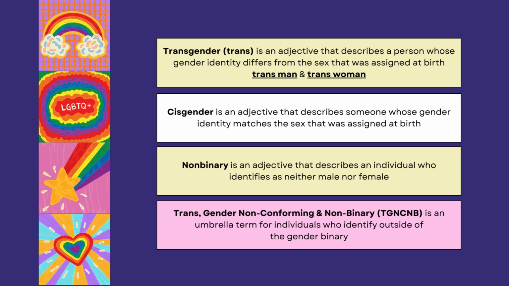A non-binary person is someone who identifies outside the gender binary as neither male nor female, regardless of their sex assigned at birth. There is no one way to be non-binary. Non-binary people may use the pronouns they, them, theirs, but not all do. We can use the phrase trans, gender nonconforming, and non-binary, or TGNCNB, as an umbrella term for all individuals who identify outside the gender binary. It is important to note here, though, that some trans folks want to be seen in the gender binary, and identifying as a man or woman can be really affirming. Some people may prefer the terms transmasculine or transfeminine depending on their gender expression.